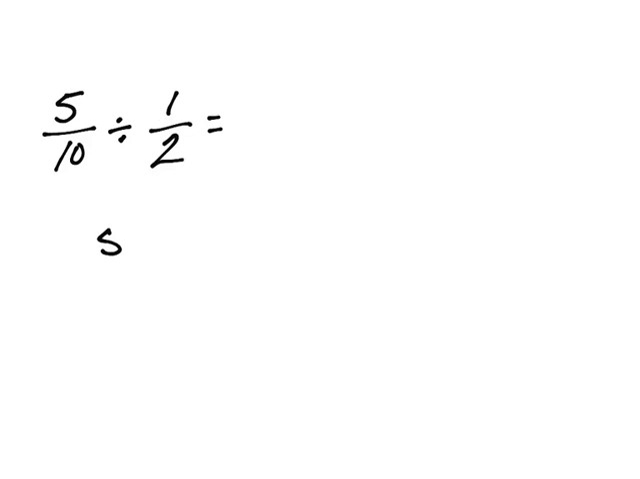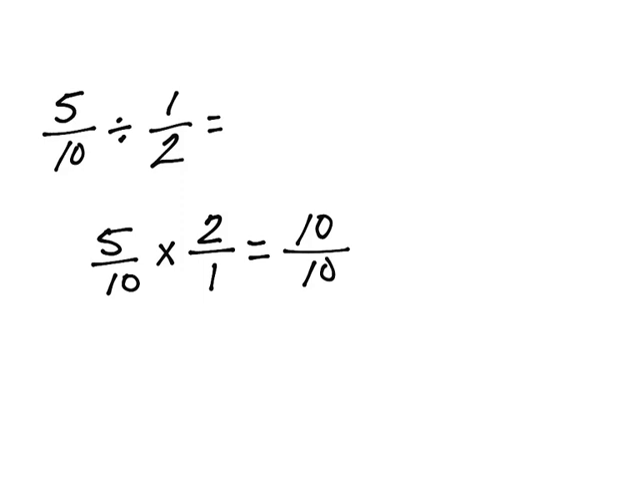Let's take a look at the next one. Again, keep the 5/10, change the division into multiplication, and flip 1/2 into 2/1. 5 times 2 is 10. 10 times 10 is 10. And we know that when our numerator and denominator are the same number, that means they are equal to 1 whole.